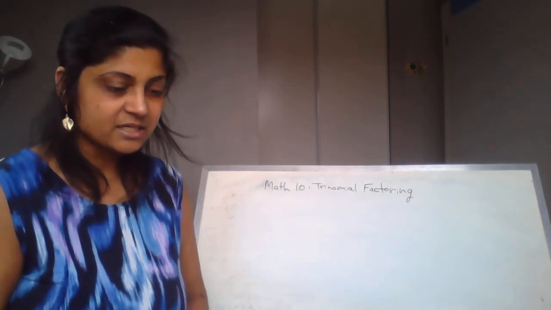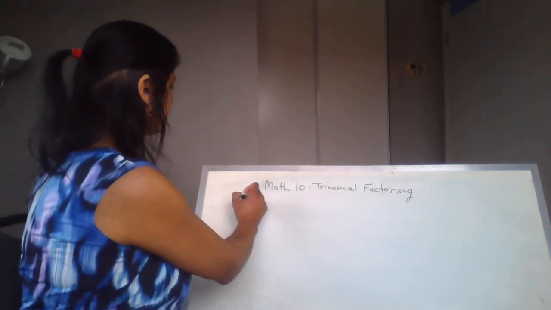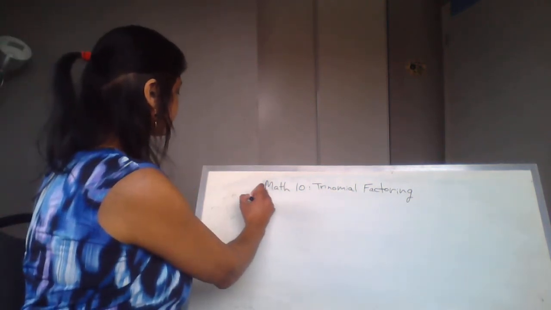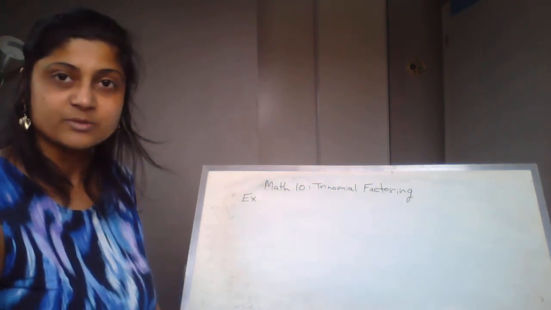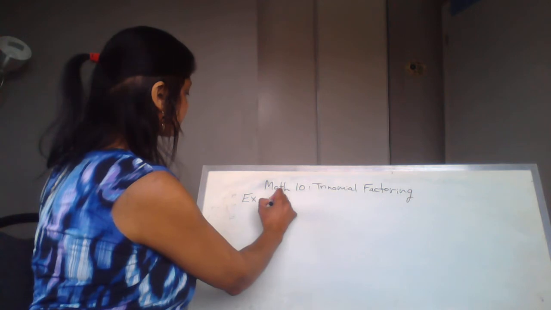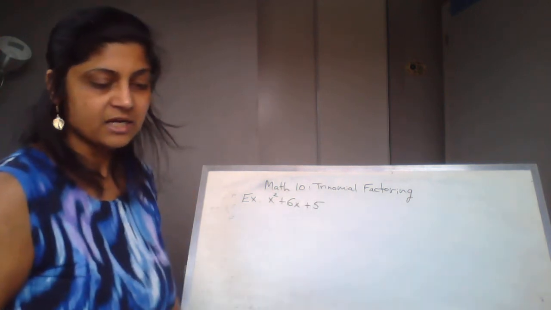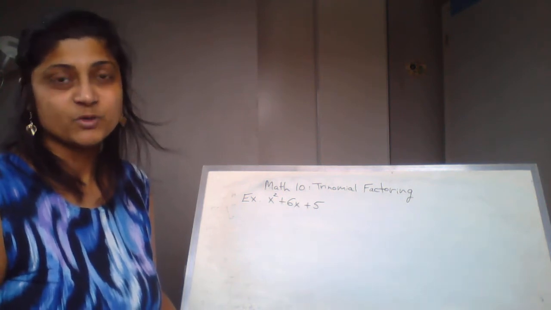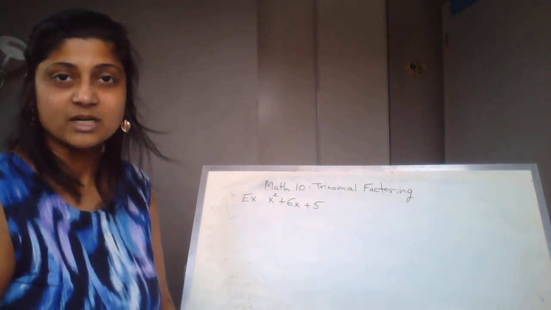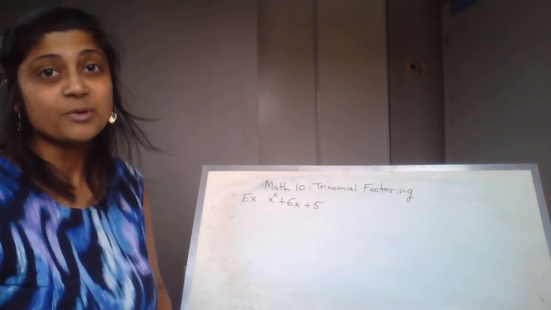Alright, so I'm going to pick a couple of questions here. Okay, let's start off with something simple. Let's try this question here. It says x squared plus 6x plus 5. The questions always say factor if possible. That means if you're not able to factor out this trinomial, you're just going to write not possible.